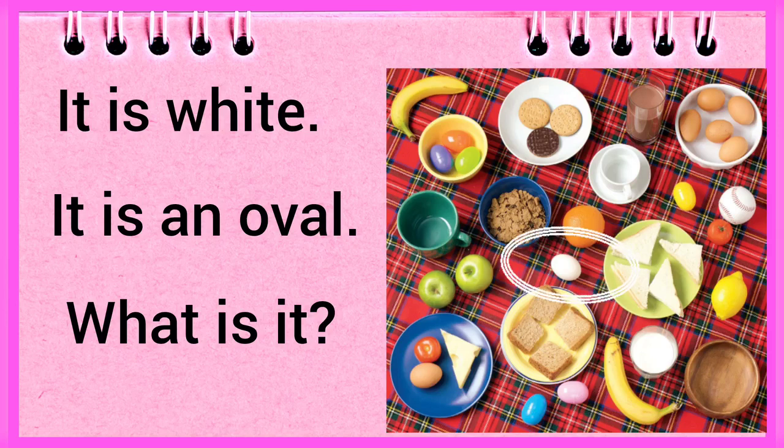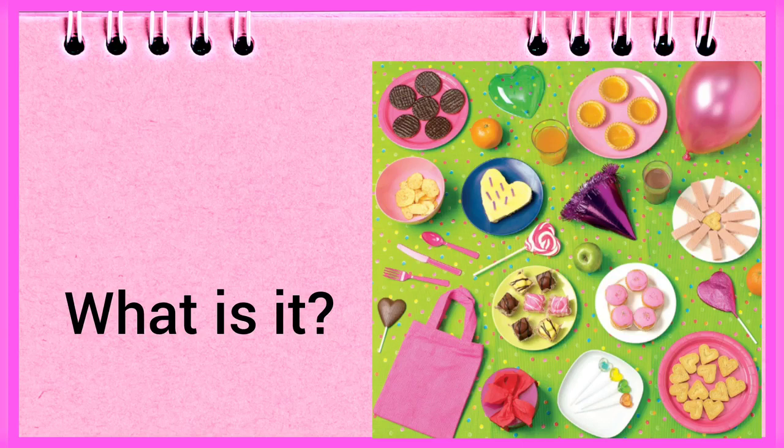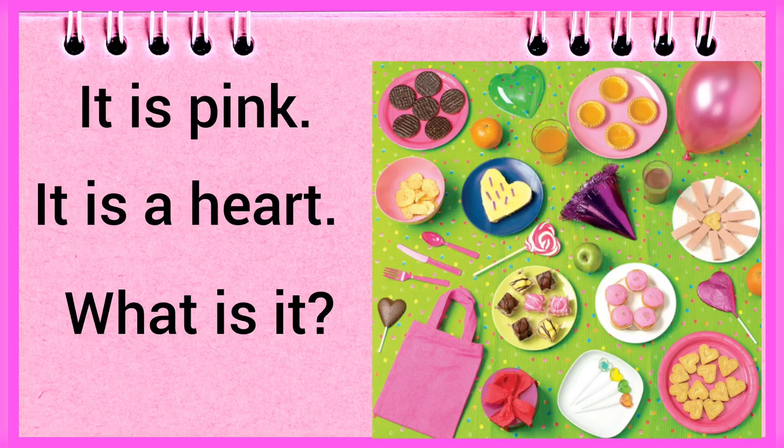Egg، تخم مرغ. حدس میزنی تو عکس بعدی چی میخوام بهت بگم؟ It is pink. صورتیه. Pink، صورتی. It is a heart. قلبه. شکل قلبه. اگه گفتی چیه؟ What is it؟ Very good. It's a candy. آب نبات بود.